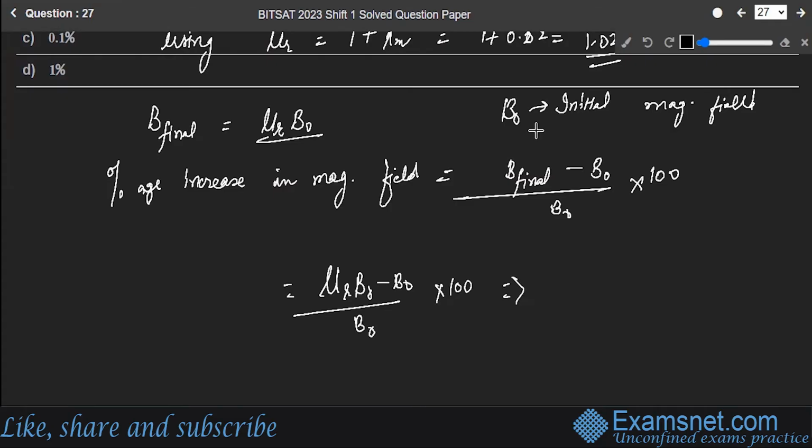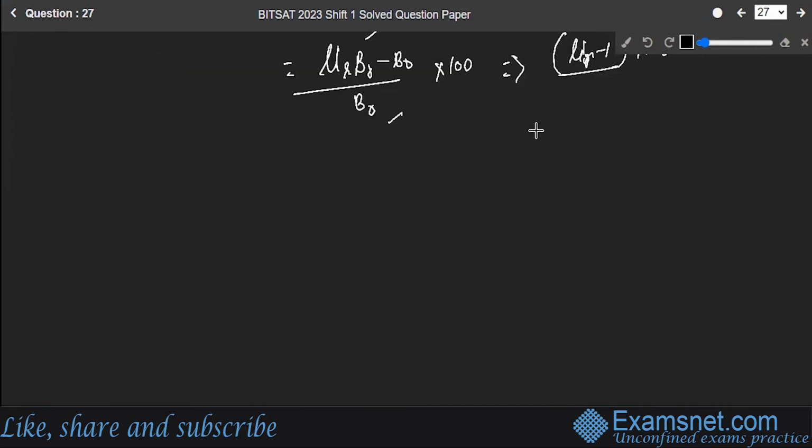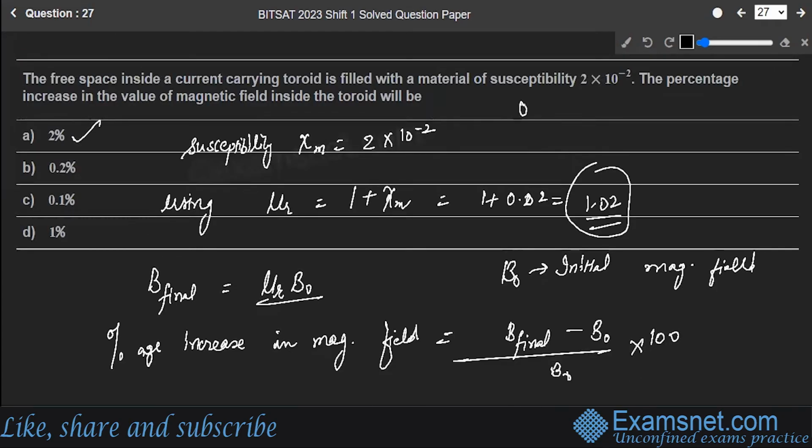So let's divide the numerator and the denominator by B naught. You will have mu r minus 1 into 100. This is not mu naught, this is mu r. So mu r is equal to 1.02. Let's write, this is 1.02 minus 1 into 100. This will give you 2%. So you have option A as the correct answer. Hope you understood that. Let's move to the next question.